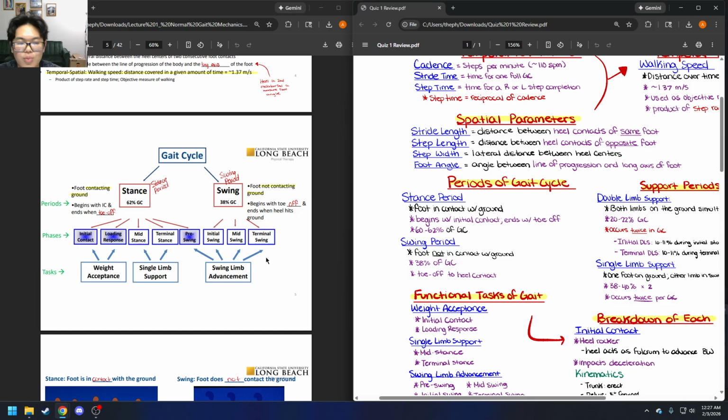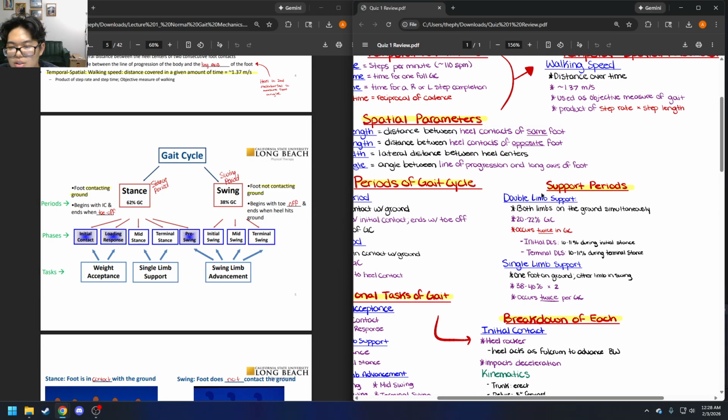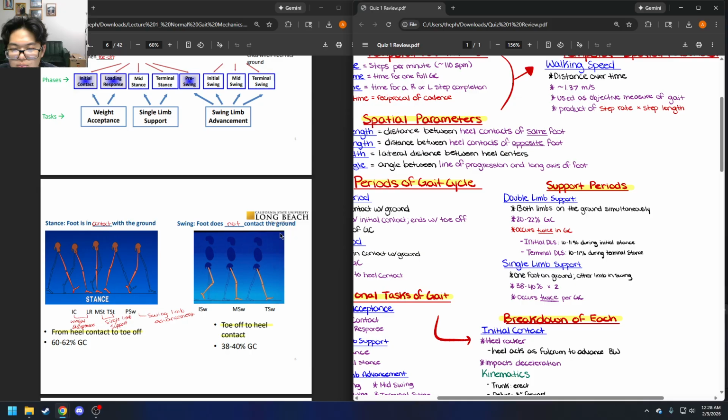Now, the way I'm saying period is because each period is split up into different phases. So you have your phases of initial contact, loading response, mid stance, terminal stance, and pre-swing. And then you also have initial swing, mid swing, and terminal swing. In these phases, you also have tasks. So weight acceptance, single limb support, swing limb advancement. You also have support periods, which are your double limb support and your single limb support.